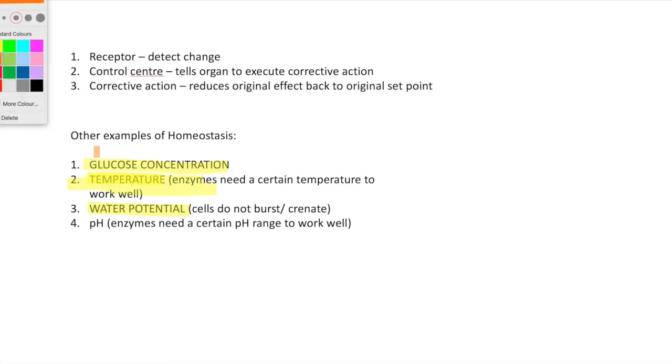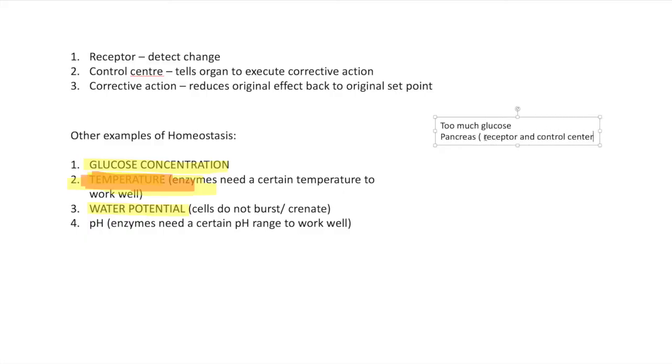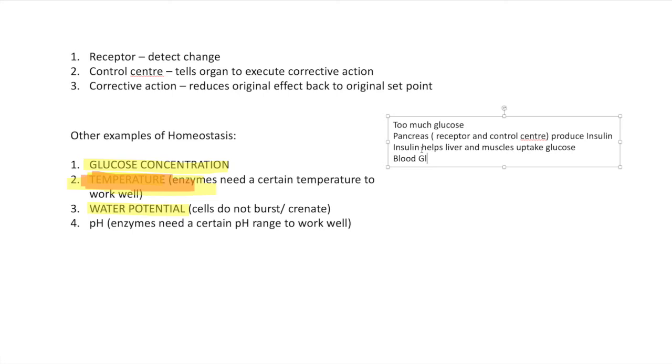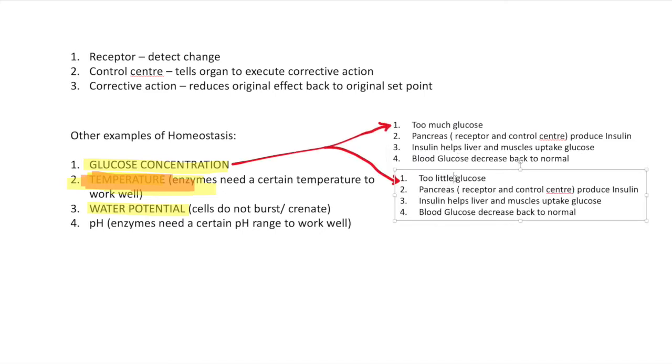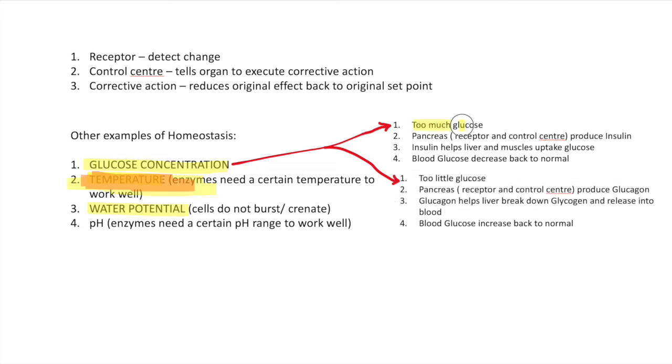So just to briefly run through the earlier example of blood glucose concentration: from a normal set point, if too much glucose is produced, the receptor, also the control center, is the pancreas. It will produce insulin to help the liver and the muscles take up all the excess glucose in the bloodstream. Therefore, the blood glucose concentration will drop back to the normal set point. On the other hand, if blood glucose concentration falls, the receptor and control center at the pancreas will produce glucagon, which will help the liver and muscles to release glucose into the blood until it reaches the normal set point.